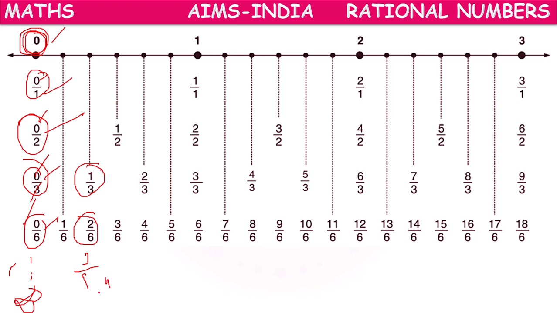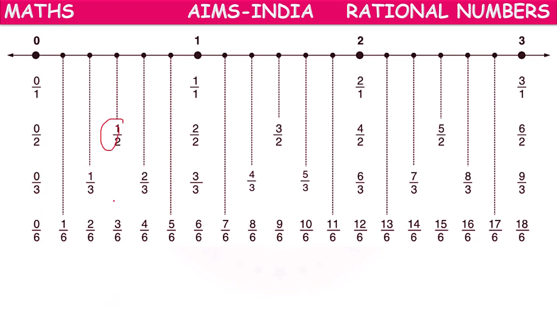If you multiply with 4, we can write 4 by 12. All these are equivalent to 1 by 3. In the same way, half, 3 by 6, 2 by 3, 4 by 6. This is 5 by 6. If you multiply with 2, we can write 10 by 12. If you multiply with 3, we can write 15 by 18.